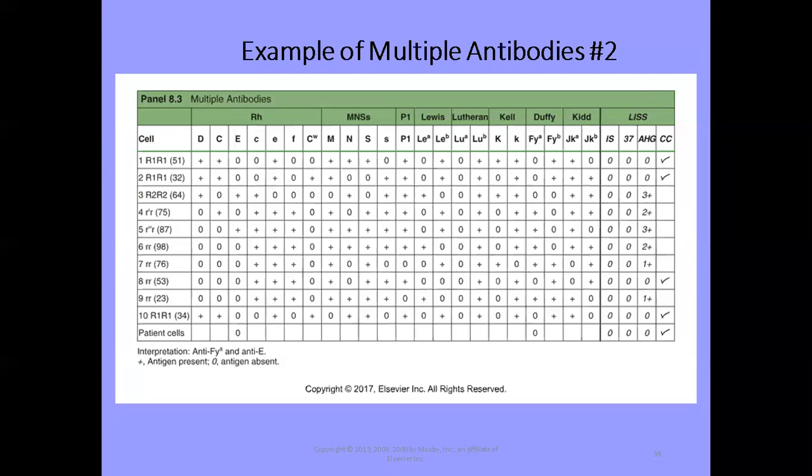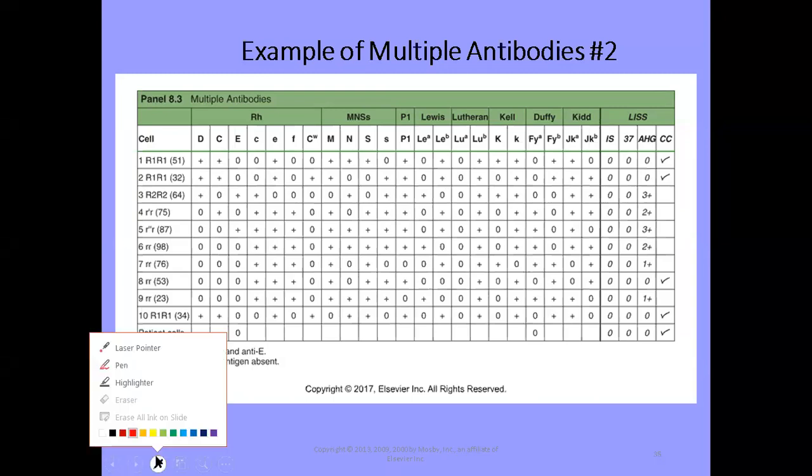So here we see an example of panel 8.3, multiple antibodies, and this example is from our textbook. And you can see down here how they're already telling us which two antibodies are implicated, anti-Duffy A and anti-E. But what I would like to do for practice is go through our rule out method so we can see initially how these multiple antibodies are going to present. Okay, so I'm going to get my pen.